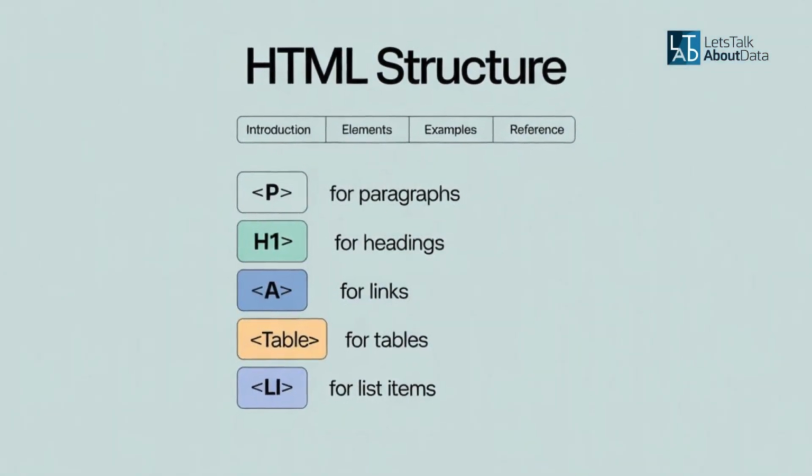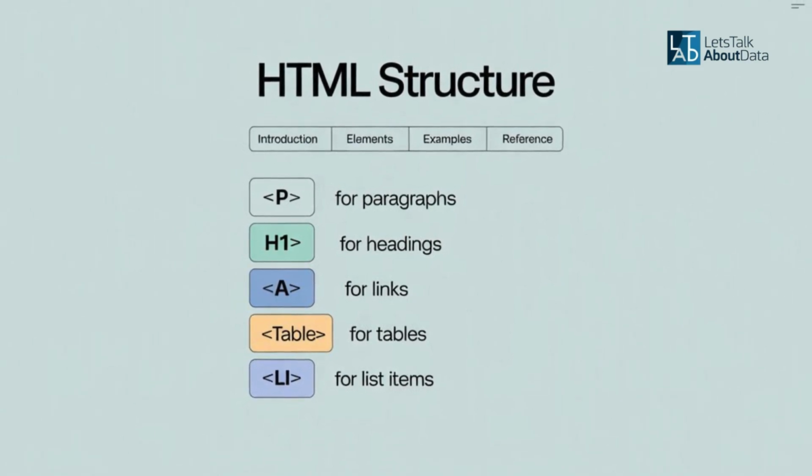Websites are built using HTML. It's a markup language that structures content using tags. For example, P for paragraphs, H1 for headings, A for links, table for tables, Li for list items. We need tools to read this HTML and navigate its structure. In Python, two excellent libraries for this are requests for downloading the page content and BeautifulSoup for parsing the HTML.